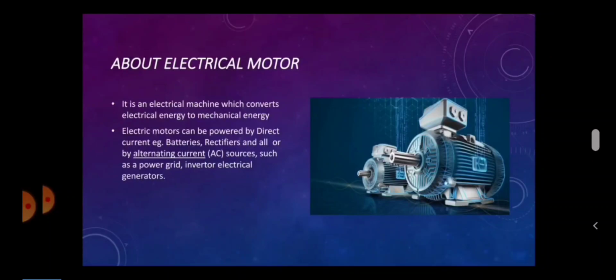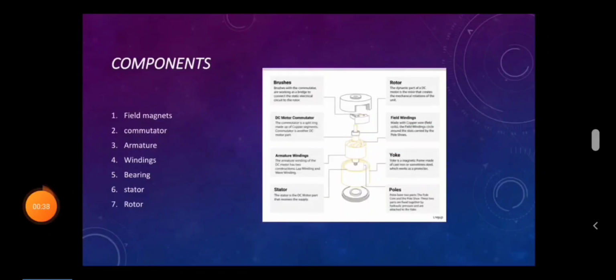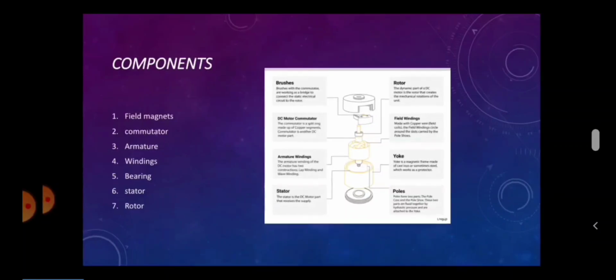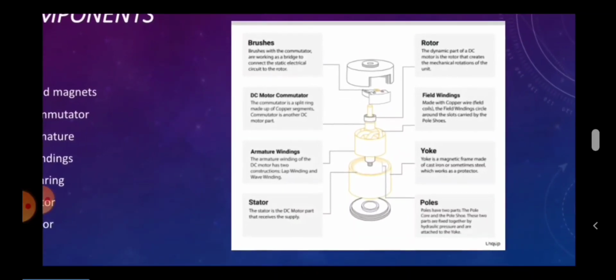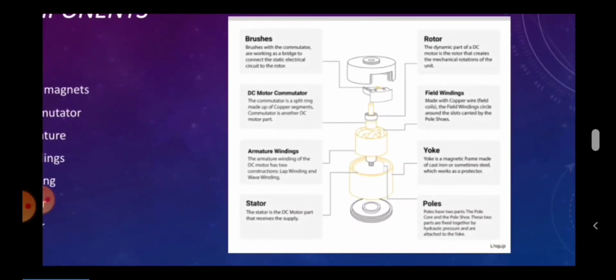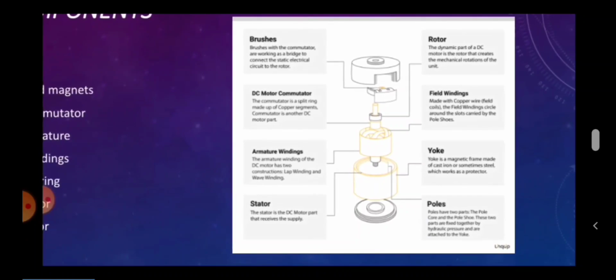So let's talk about its components. It has field magnets, commutator, armature, winding, bearing, stator, and rotor. Let's talk about the rotor. The dynamic part of the motor is the rotor, which creates the mechanical rotation of the unit.